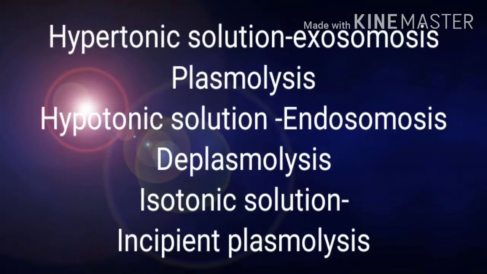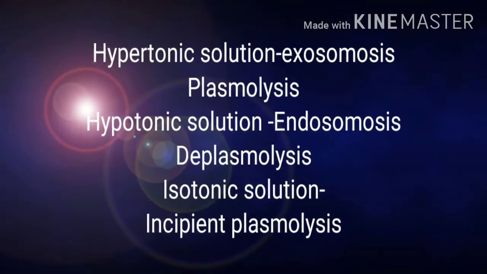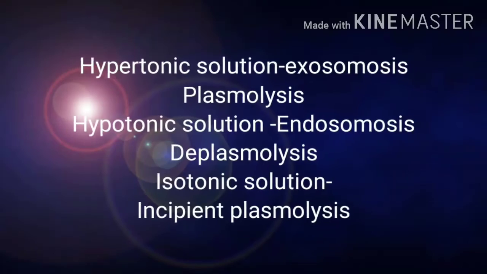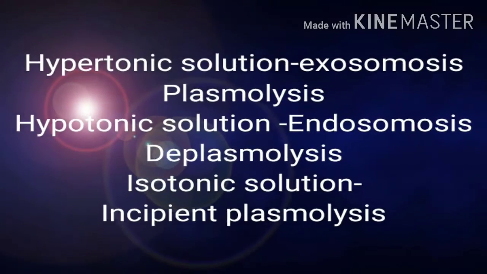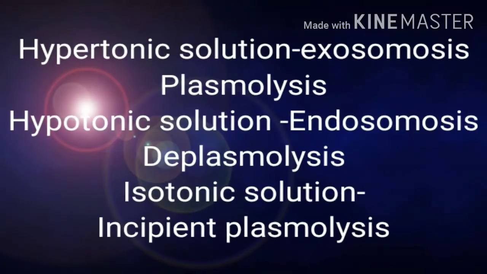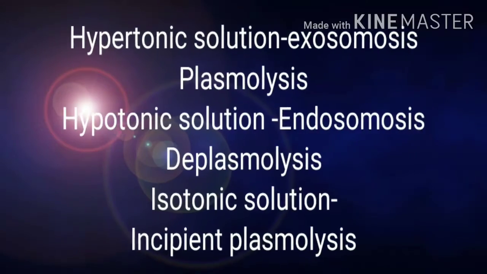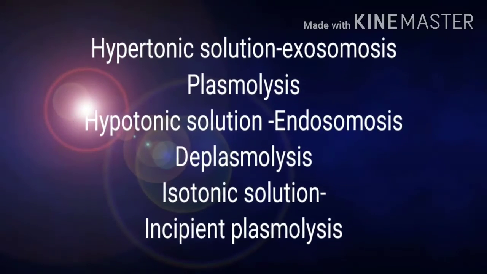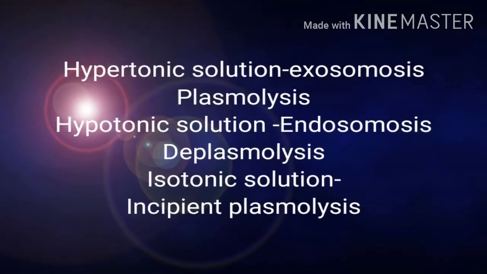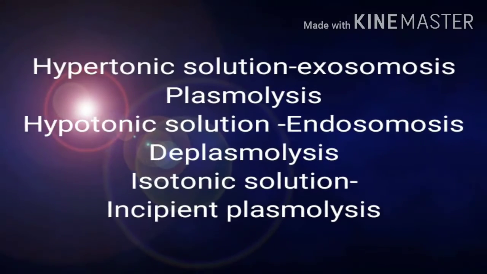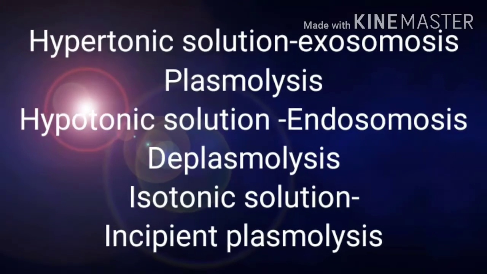Like this, when the cells are kept in hypertonic solution, due to exosmosis, plasmolysis occurs. When the cells are kept in hypotonic solution, due to endosmosis, deplasmolysis occurs. And when the cells are kept in isotonic solution, we can observe incipient plasmolysis. Like this, plasmolysis, deplasmolysis and incipient plasmolysis depend on the concentration of the solution.